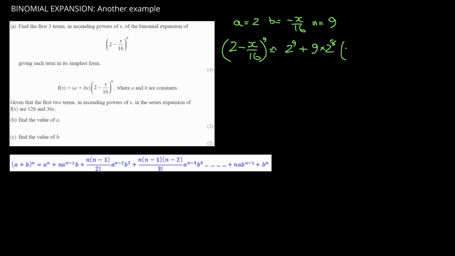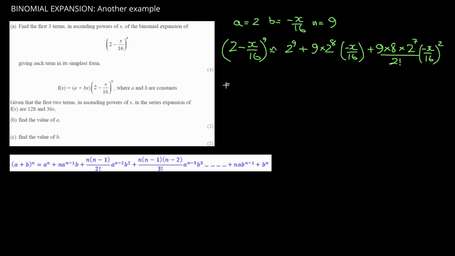So this is negative x over 16 plus, it's actually written out for us here, we get 9 multiplied by 8 multiplied by a to the n minus 2, so this is 2 to the power 7 over 2 factorial multiplied by b squared, which is minus x over 16 squared.